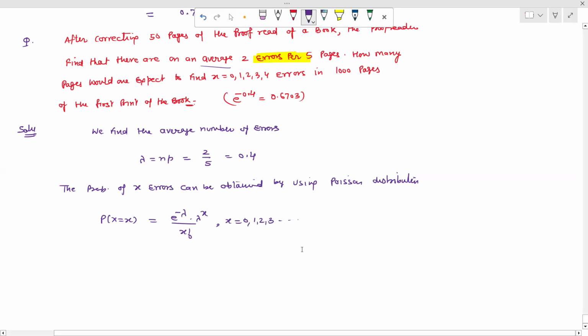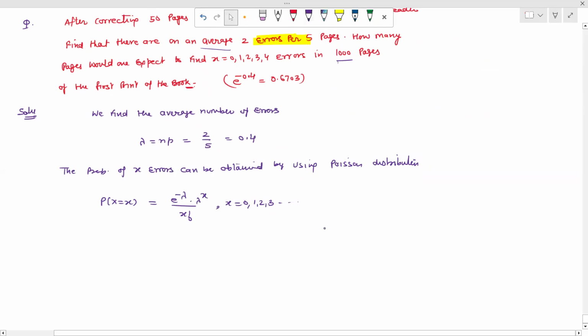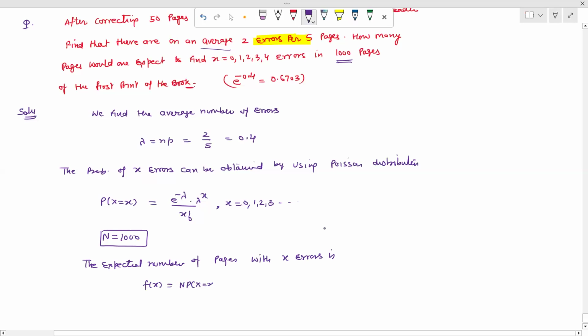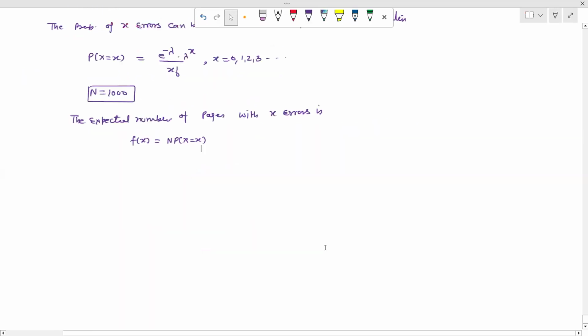Now, how many pages are given? 1000 pages. So capital N is 1000, the number of pages. So the expected number of pages with x errors is fx equal to N into px. So binomial, Poisson frequency distribution.